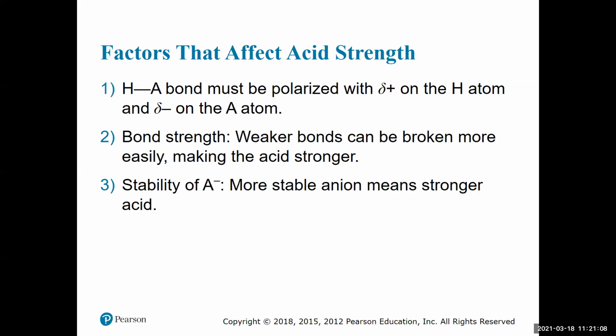The third thing that affects acid strength is stability of that anion, the associated anion. So if the anion that's left over after you deprotonate your molecule isn't very stable, then it's not going to be very likely to occur. These things like to be in situations where there's stability. And so if that anion is pretty stable, that means it's a stronger acid, because stronger acid means it's more likely to donate that proton and deprotonate.